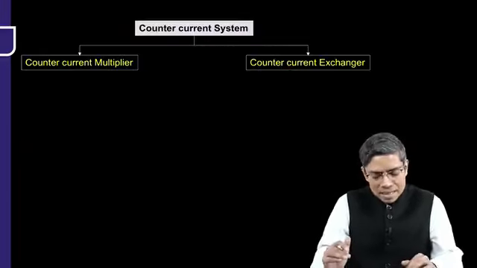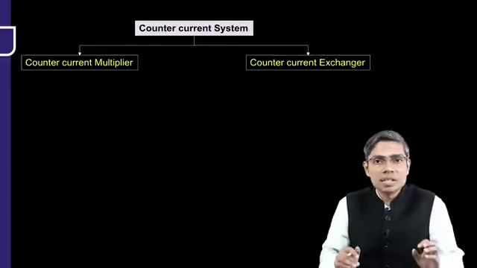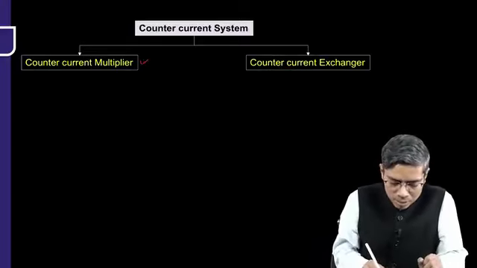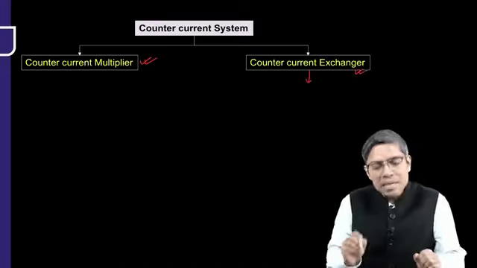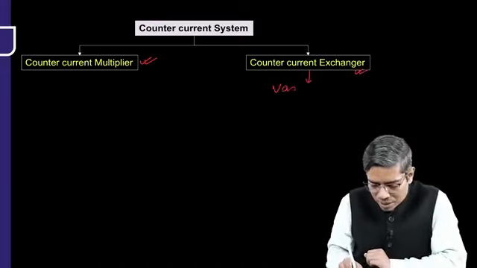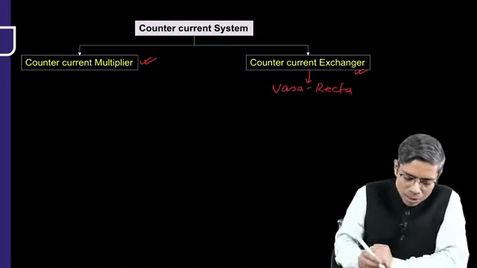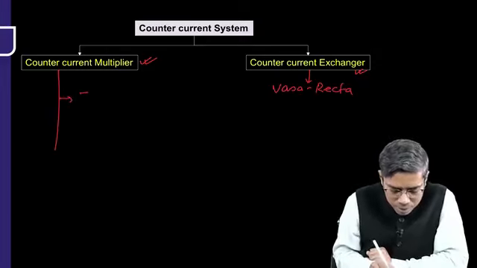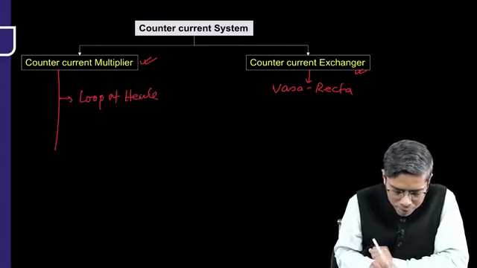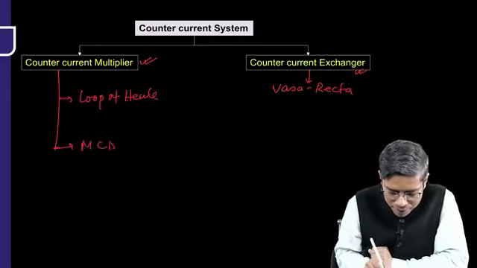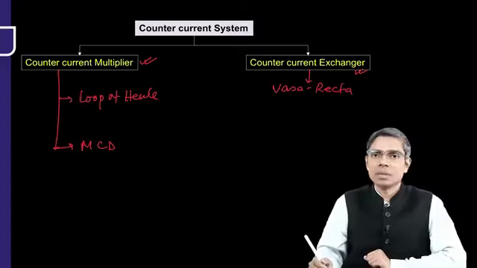Now, in case of kidney, the countercurrent system has 2 parts. One is countercurrent multiplier and one is countercurrent exchanger. Countercurrent exchanger happens at the level of vasa recta, right? And for countercurrent multiplier, the loop of Henle is responsible, as well as the medullary collecting duct.